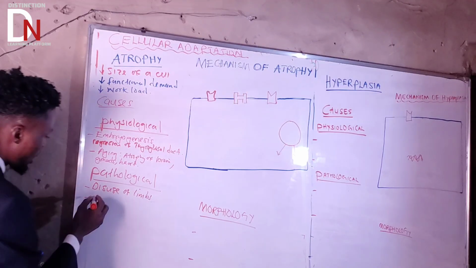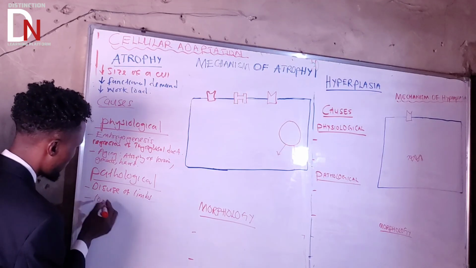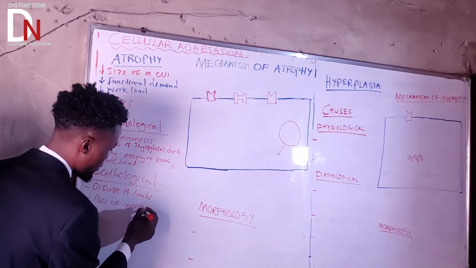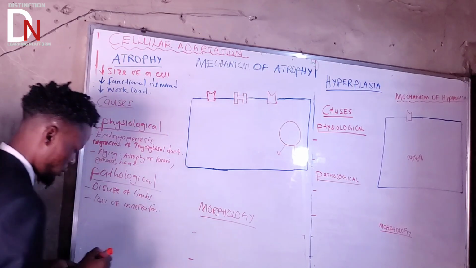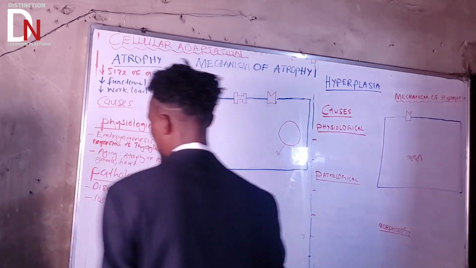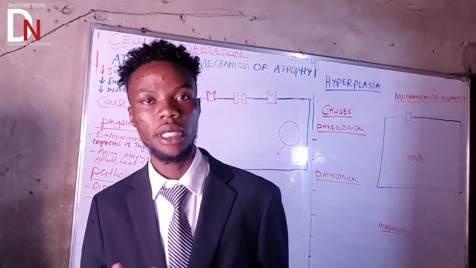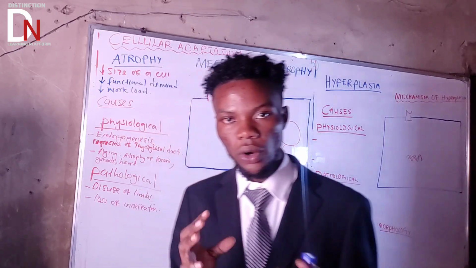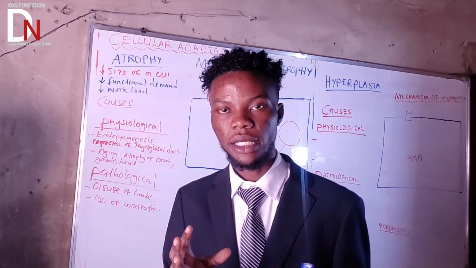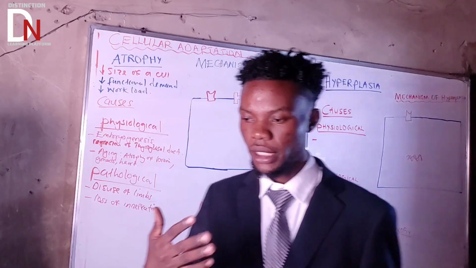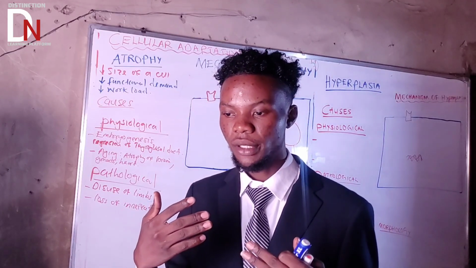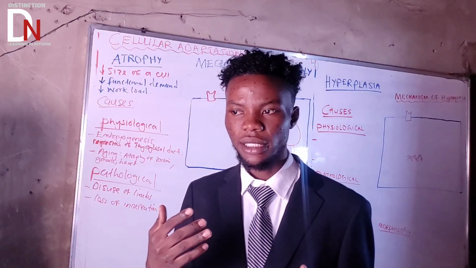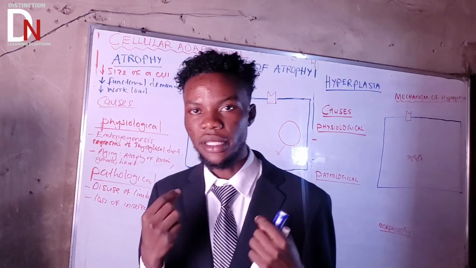Then what else? The loss of innervation. Okay, loss of innervation or denervation. So that is the second cause of atrophy. So basically, all cells have to be innervated by nerves so that they can be communicating with one another. They can be activated. Nerves have to be there.